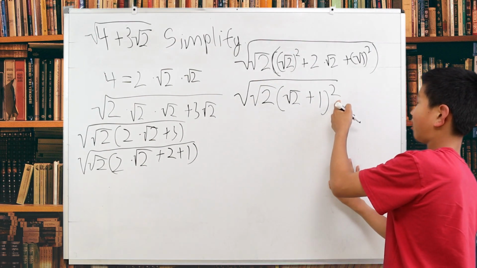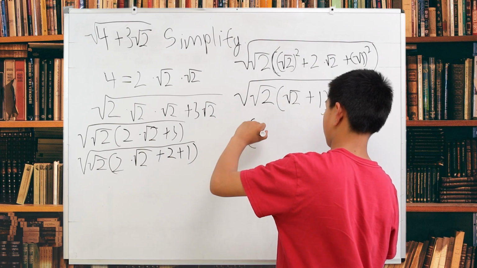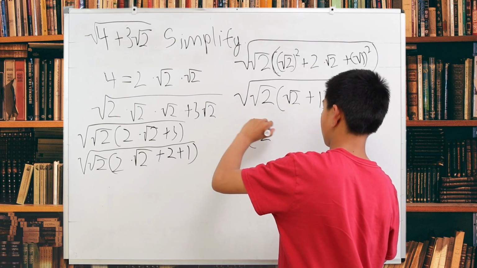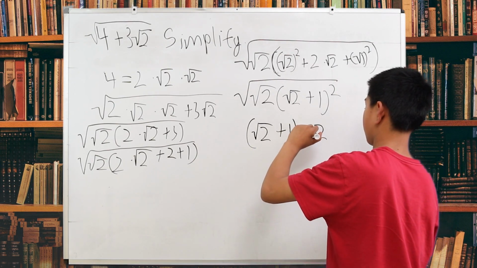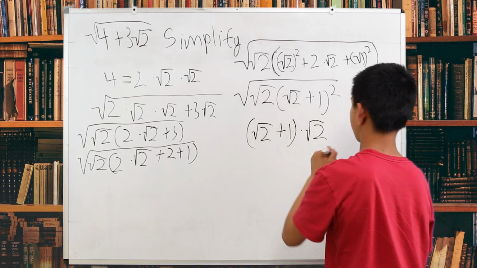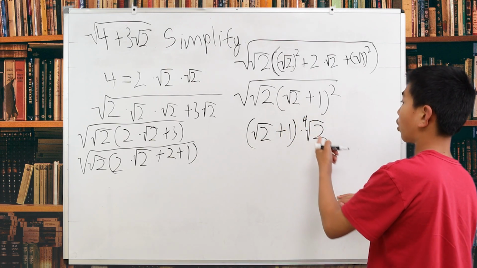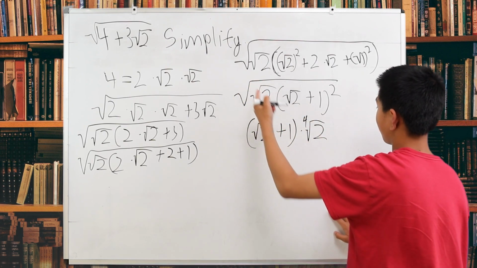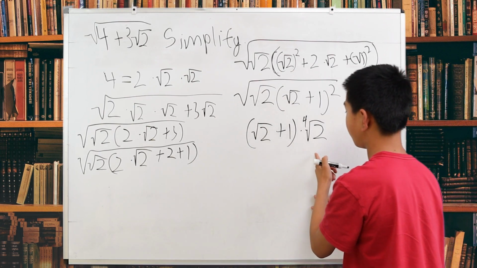Now we have a square here, we can get rid of this square root, so our answer is the square root of 2 times 2 plus 1 times the square root of 2. Well, this isn't going to be the square root of 2; this is the fourth root of 2, because there's a second square root after that one. So this right here is our fully simplified answer.